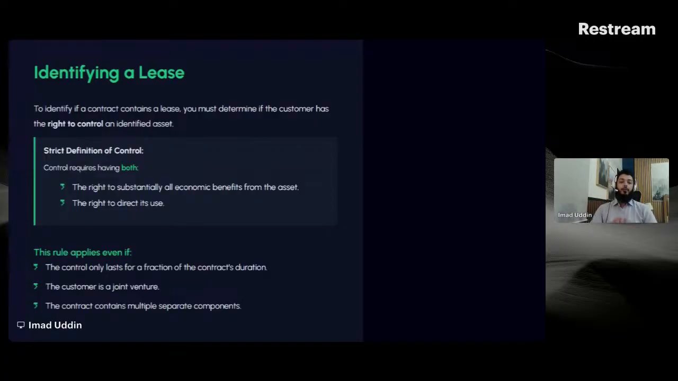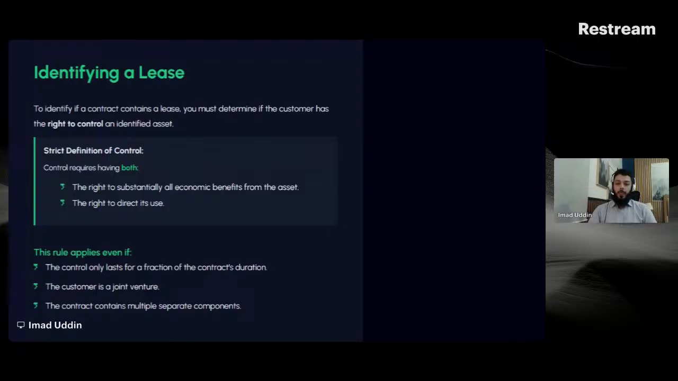So if I'm using a particular asset, I can derive all the benefits from it, and I can decide how to use that asset. For example, if I have leased machinery, I can decide how to use that asset, whether I want to produce a pen with it or I want to produce mice with it. It's all my choice, and I can derive all the economic benefits from that particular asset for the given lease term.